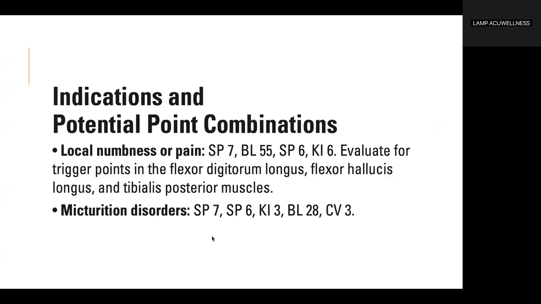Indications and potential point combinations. For local numbness or pain, we combine Spleen 7 with Bladder 55, Spleen 6, Kidney 6. Evaluate for trigger points in the flexor digitorum longus, flexor hallucis longus, and tibialis posterior muscles. For micturition disorders, we combine Spleen 7 with Spleen 6, Kidney 3, Bladder 28, CV3.